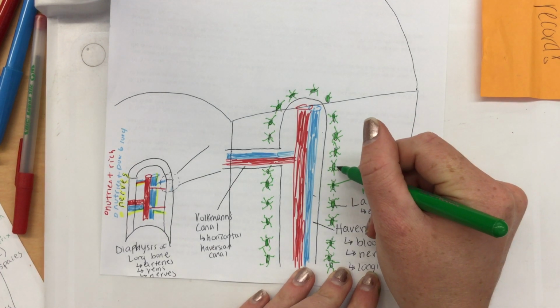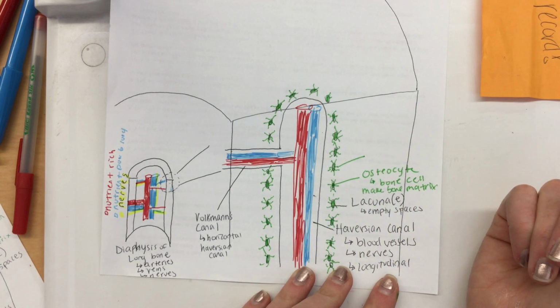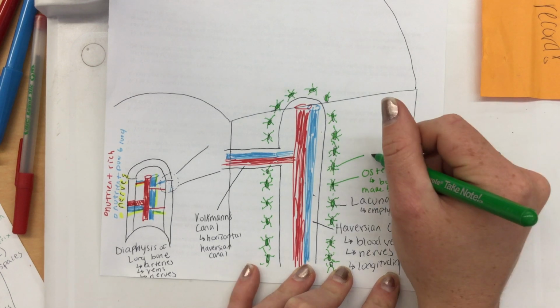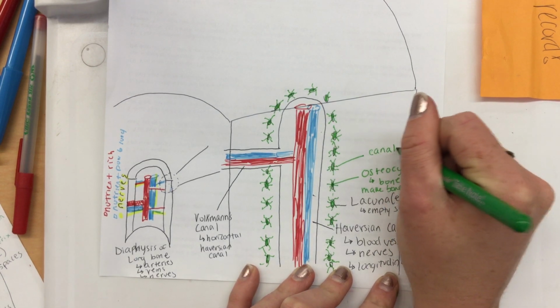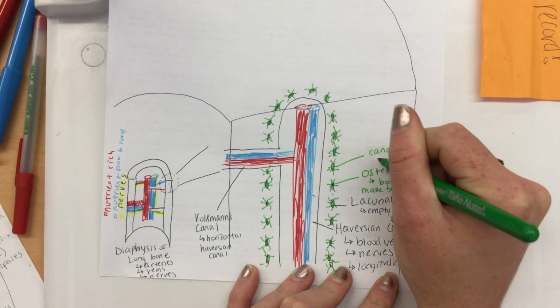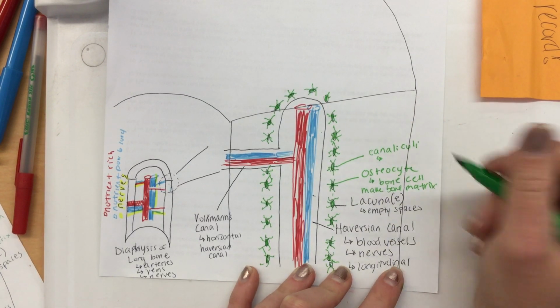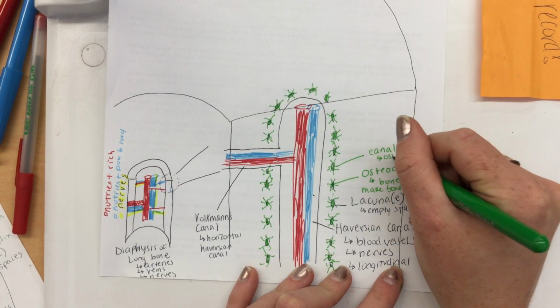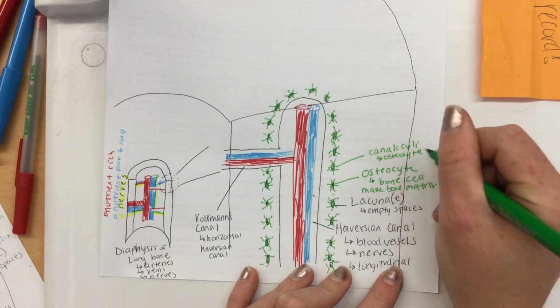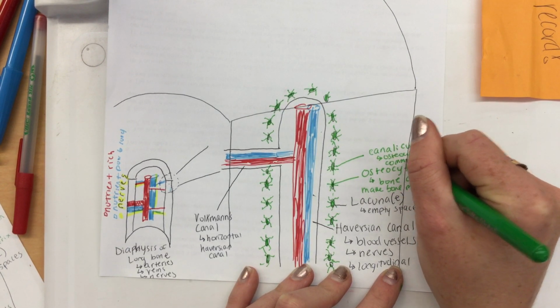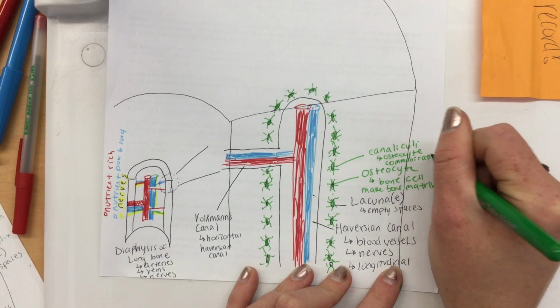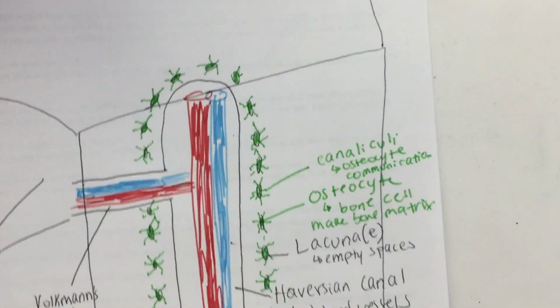Surrounding them, they have little antennae called what? Canaliculi. And this is how the osteocytes communicate. So canaliculi is osteocyte communication.